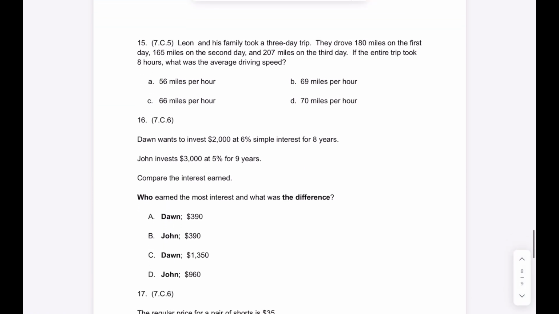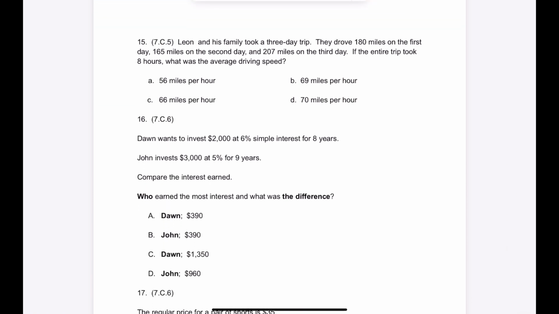Okay, number 15. So it says Leon and his family took a 3-day trip. They drove 180 miles on the first day, 165 miles on the second day, and 207 miles on the third day. If the entire trip took 8 hours, what was the average driving speed here? Okay, so once again, we are looking at all of these miles took us 8 hours. They want us to find the average driving speed. And if we look at our options, once again, it says miles per hour for our label.